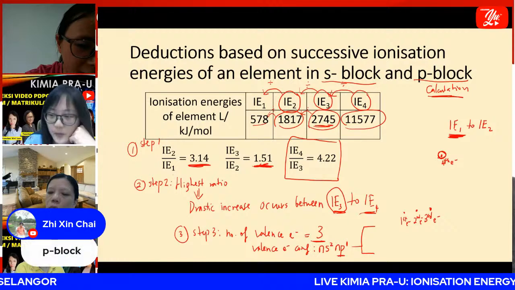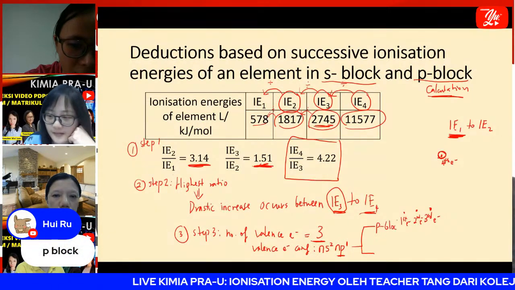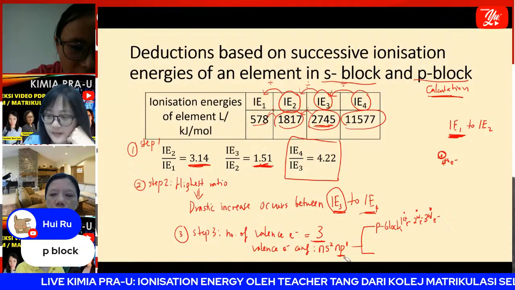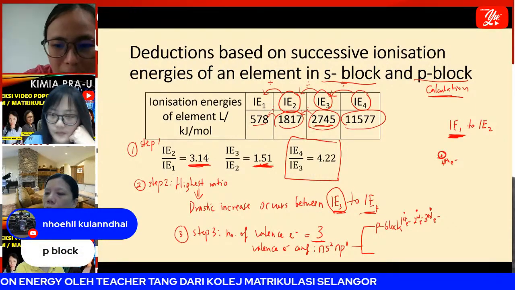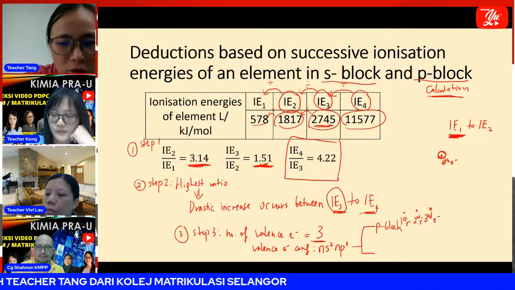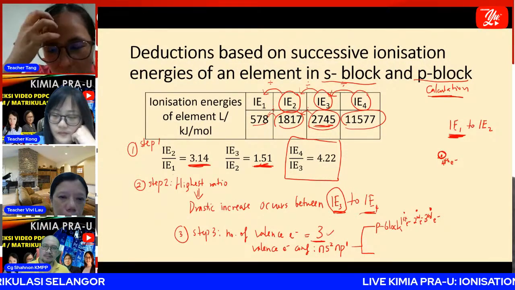Okay, there are answers from Huiru and Jasin, p block. Okay, very good. ns2 np1, so must be p block. So can you tell me which group does this element belong to? P block, 3 valence electron, so which group?